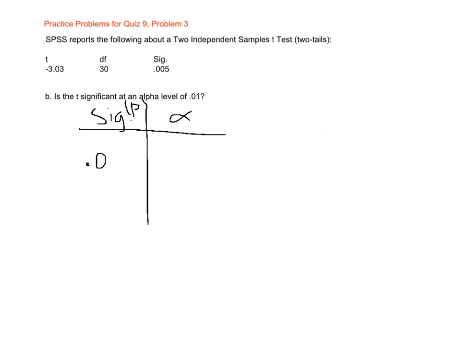So I'm going to write that here, 0.005. And the alpha level that the question is asking us to compare it to is 0.01. So I'm going to write 0.01 here. And all I do is see if my sig, 0.005, is less than or greater than 0.01. In this case, 0.005 is less than 0.01, therefore p would be less than 0.01, and this is significant.